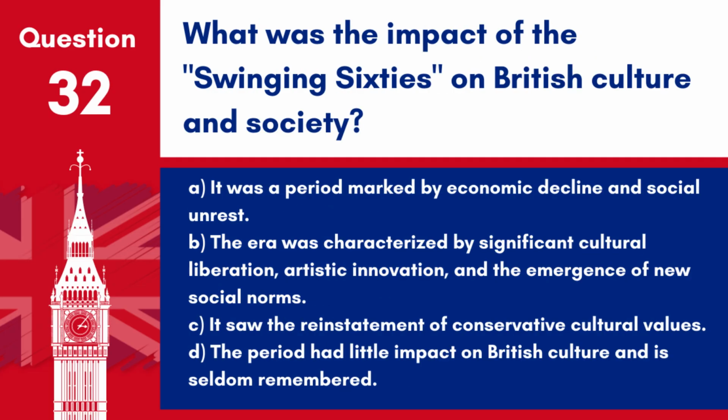Question 32. What was the impact of the swinging 60s on British culture and society? A. It was a period marked by economic decline and social unrest. B. The era was characterized by significant cultural liberation, artistic innovation, and the emergence of new social norms. C. It saw the reinstatement of conservative cultural values. D. The period had little impact on British culture and is seldom remembered.